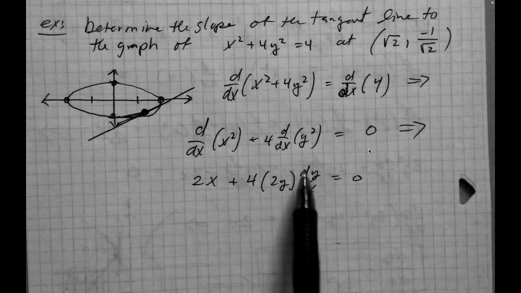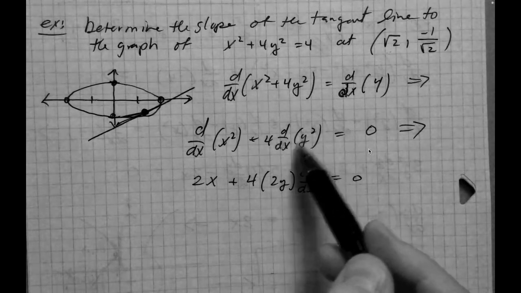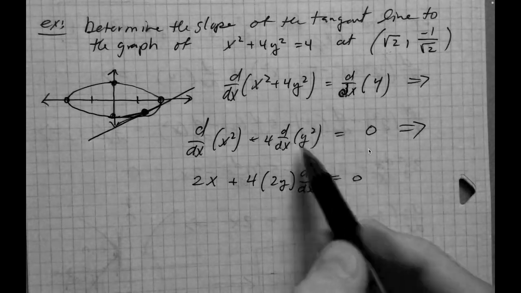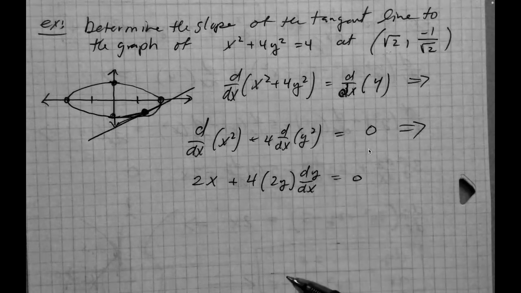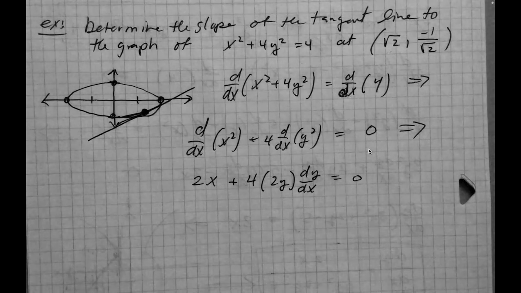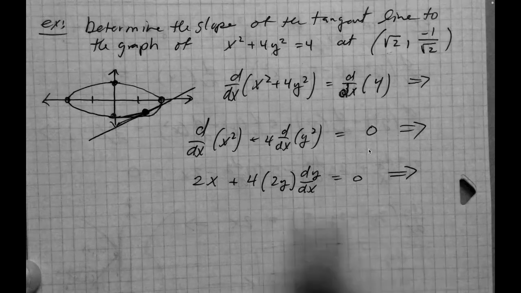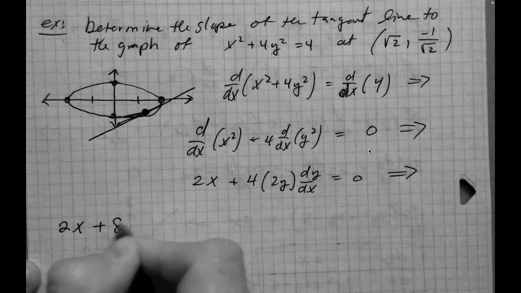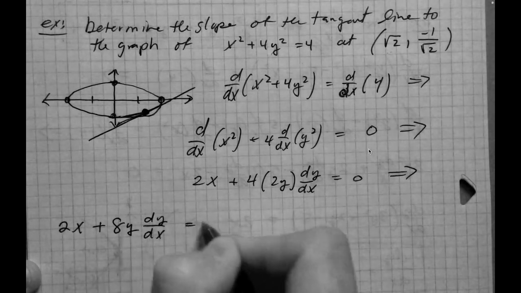Right, so here again, just because this is kind of the new thing. We're differentiating y squared with respect to x, so you get the 2y on the outside, and then you've got to use the chain rule, so you would differentiate the y variable itself, and that's dy/dx. Okay, and so then let's clean this up just a tish. So you'd have 2x plus 8y dy/dx equals 0.